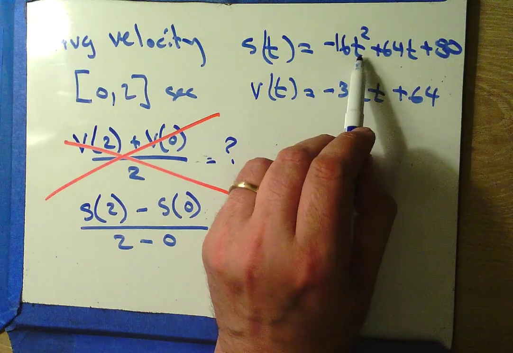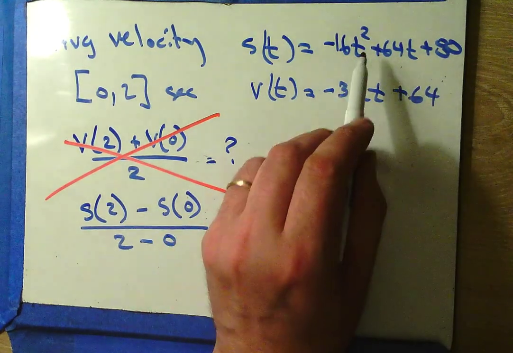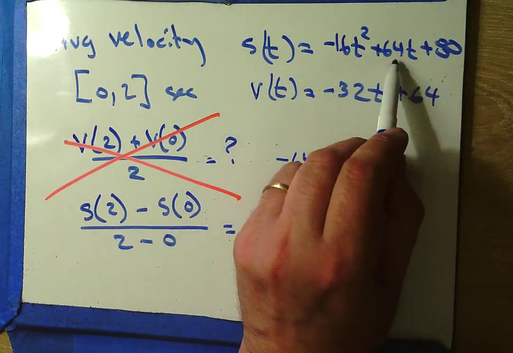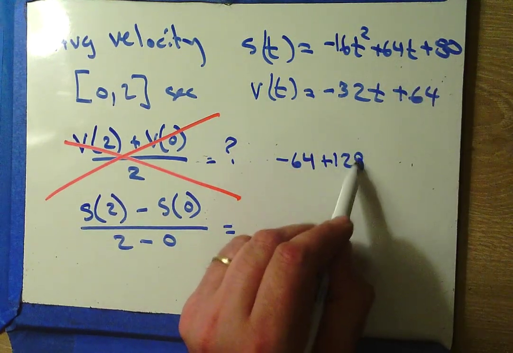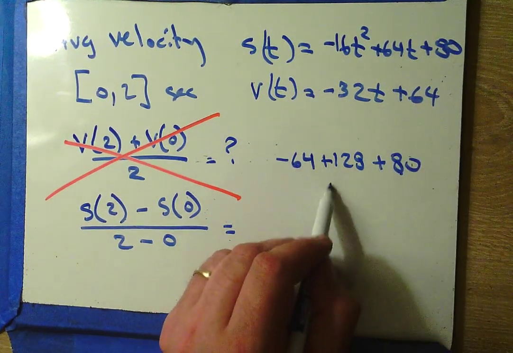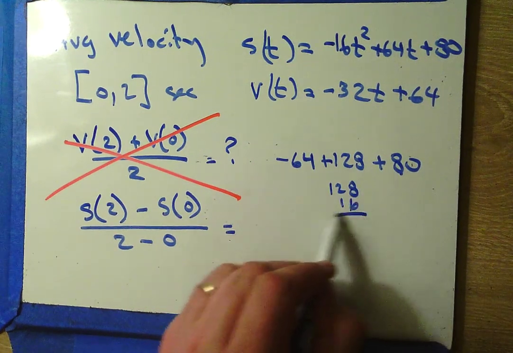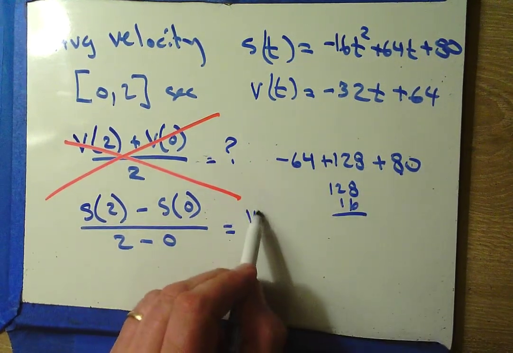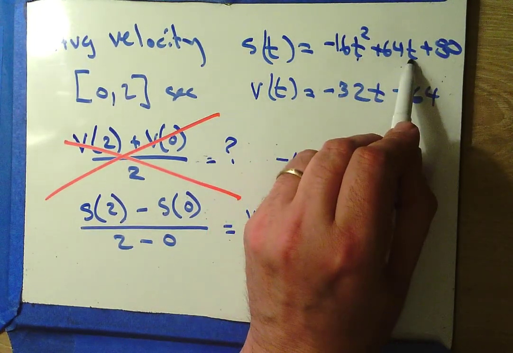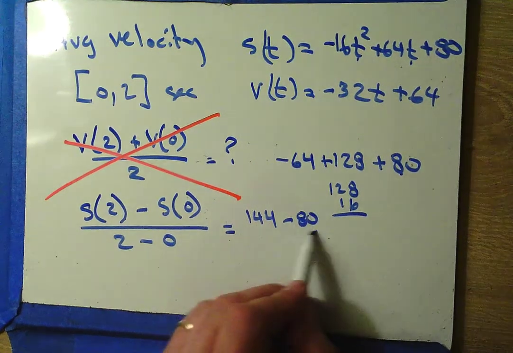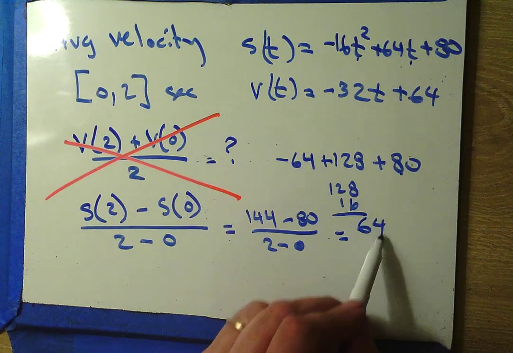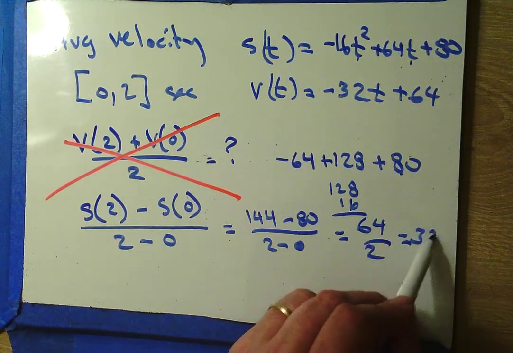Well, if I plug a 2 in here and a 2 in here, I'm going to have 4 times negative 16 or negative 64. If I plug a 2 in here, I'll have 128 plus 80. So if I combine like terms, I get 128 plus 16 is 144 minus s of 0. I plug a 0 in here, a 0 in here, and I get 80 over 2 minus 0. So that's going to be 64 over 2, or 32.